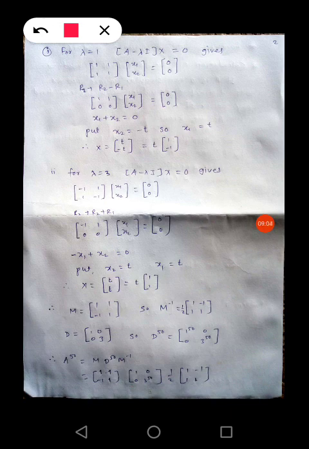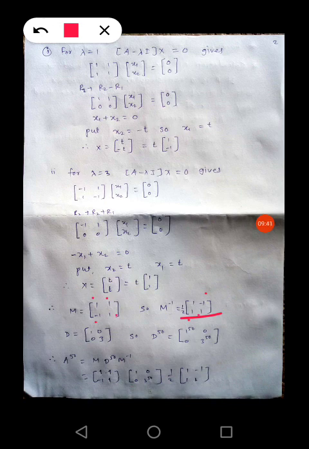Adjoint is given by simply interchanging the diagonal elements and changing the signs of non-diagonal elements. So we have seen that 1 and 1 are the diagonal elements that we have interchanged in this way, and non-diagonal elements are 1 and minus 1. So we are going to change only the signs of the non-diagonal elements, and that we have written here. Here positive, here it is negative, here it is negative, here it is positive, and this one is replaced from this one. Like this.